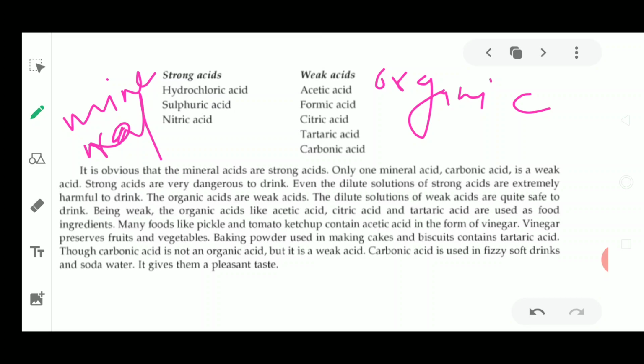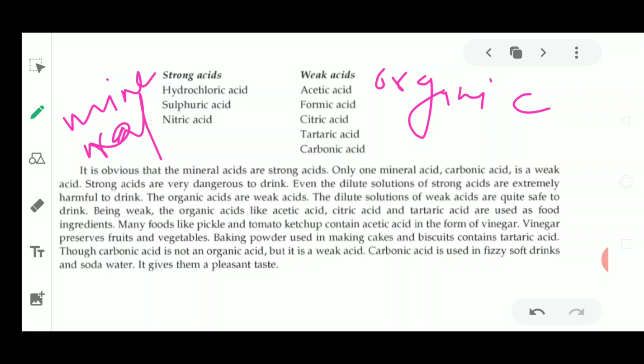Now it is obvious that mineral acids are strong in nature. Only one mineral acid, that is carbonic acid, which is obtained from the earth's crust, is weak in nature. But others are very strong, and they are very dangerous for people if they are used carelessly.